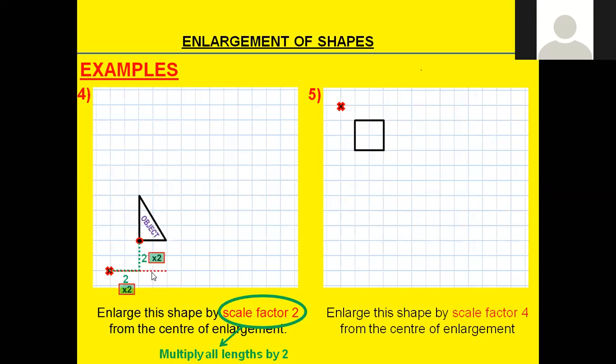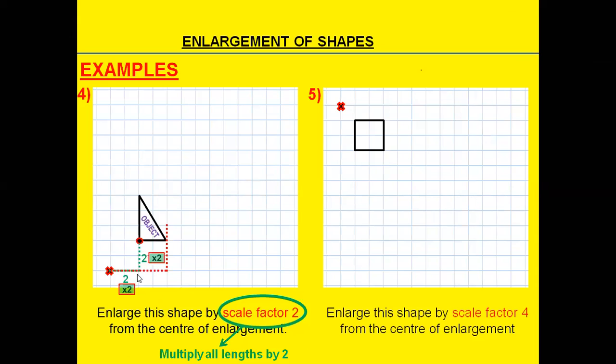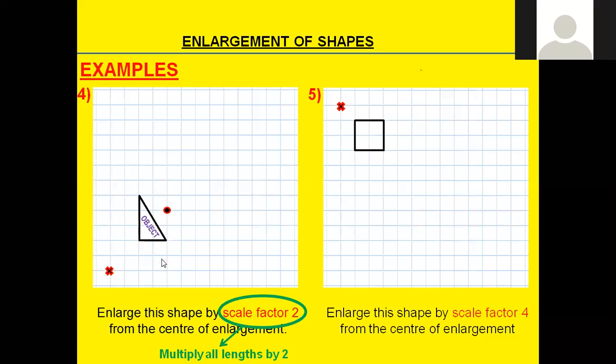So look at the red line. 1, 2, 3, 4. And then instead of moving 2 up, we're going to move 4 units up. So 1, 2, 3, 4. We're done. So the new place of the point is going to be here. That point is gonna be here. Now, choose another point of the triangle. We're done with one point. Let's talk about this point.